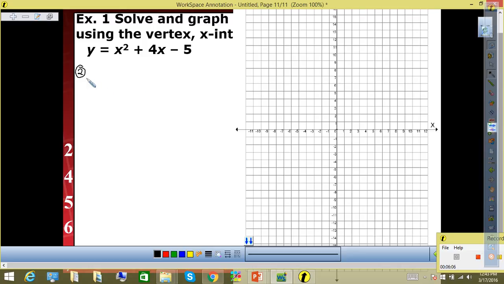So our quadratic formula is x equals minus b plus minus square root b squared minus 4ac over 2a. Okay? So we need to use the quadratic formula to find out how many roots we're going to get. We're going to predict how many roots.